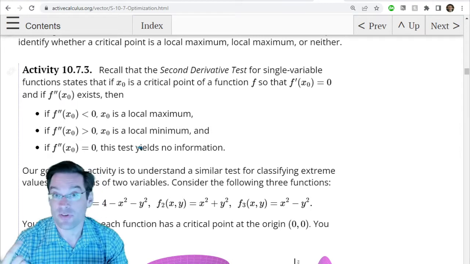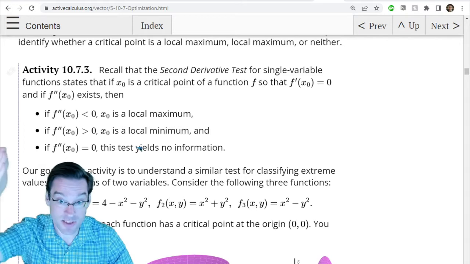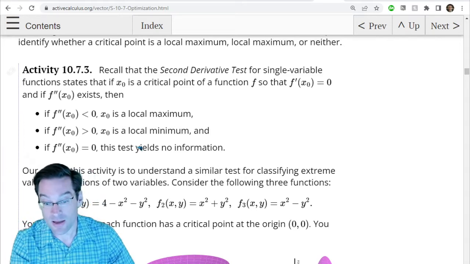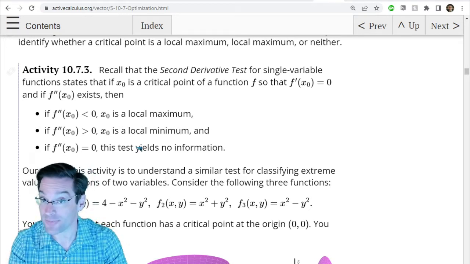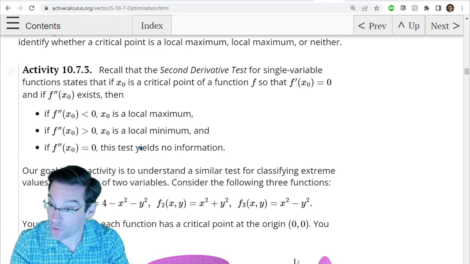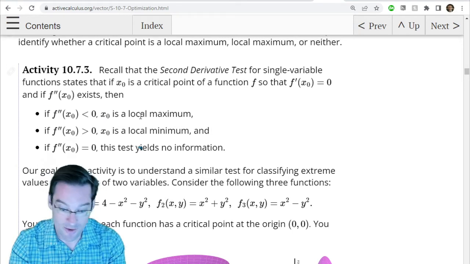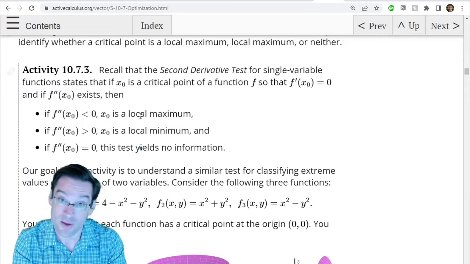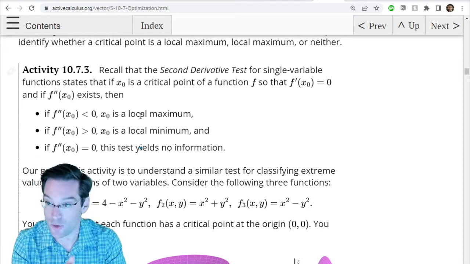Because the second derivative in single variable calculus was used to measure the concavity of a graph. If the second derivative is positive, the graph is concave up. If the second derivative is negative, the graph is concave down. And we can use whether a function is concave up or concave down at one of its critical points to determine whether we had a local minimum or a local maximum. And so the second derivative test in single variable calculus, we use to say if our function is concave down at a critical point, then that critical point is a local maximum. If our function is concave up at a critical point, then that point must have been a local minimum.